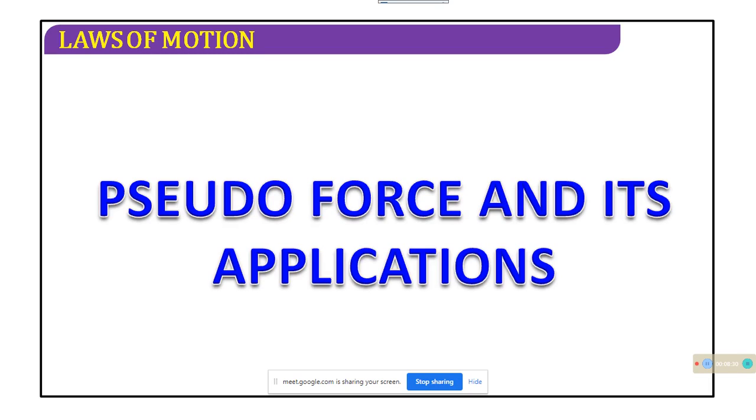Pseudo force and its application. A pseudo force we can just feel, not measure. An example of a pseudo force is the centrifugal force. The centrifugal force is equivalent to the centripetal force, with value mv squared by r. This force is taken as equivalent to the centripetal force.